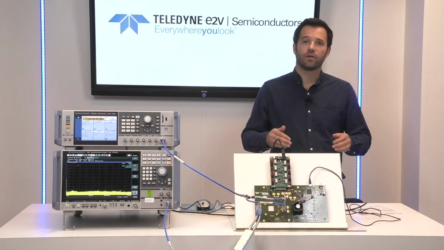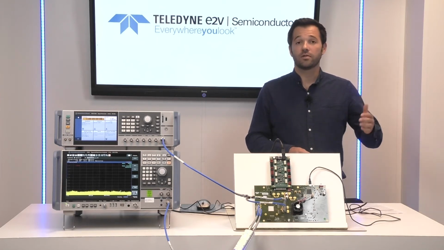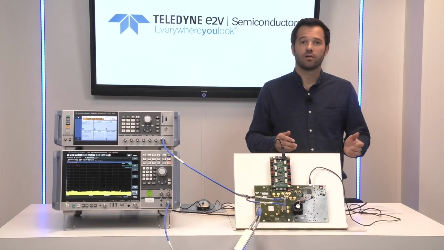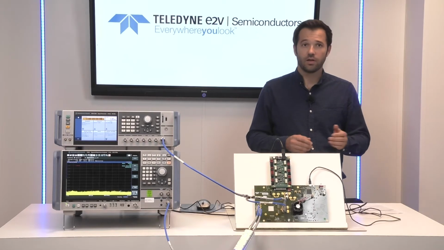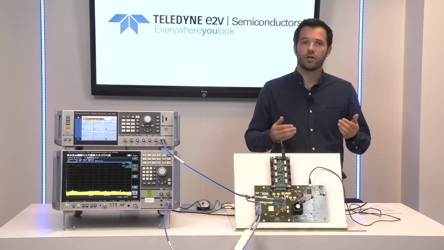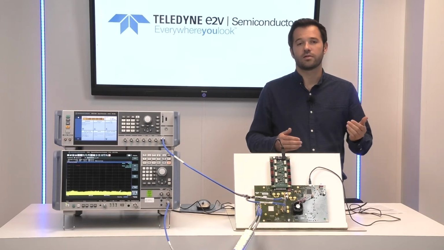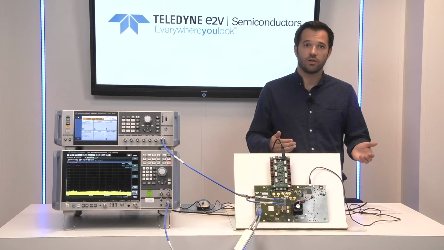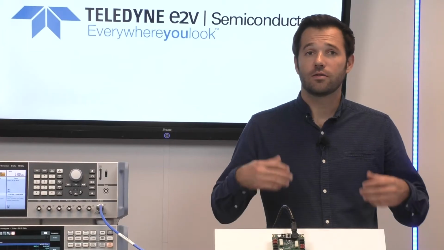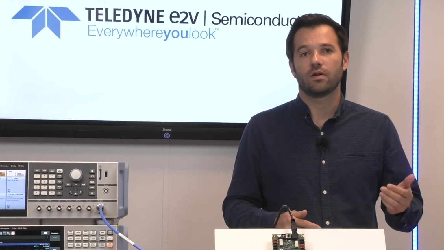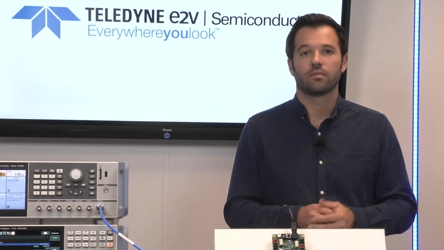Especially now, with the availability of the latest Teledyne E2V dual-channel DAC EV12DD700, capable of direct signal generation up to 25 GHz at a sampling frequency of 12 gigasamples per second per channel. Now, let's look at the proposed multiband SAR transmitter architecture.